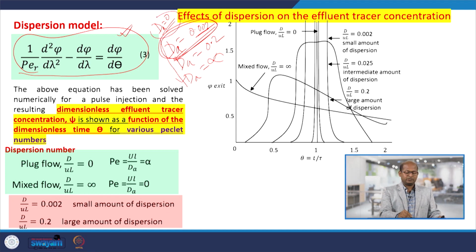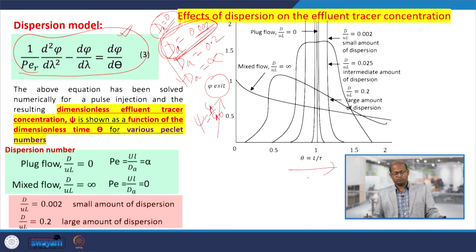So, this indicates whether there is dispersion in the reactor we have designed or fabricated. If dispersion is there, the reactor is not behaving ideally. From there we can see the nature of the dimensionless effluent concentration on the y axis, where we put psi equals Ca by Ca naught or Ct by Ct naught, against dimensionless time, if we plot it, and if D by UL equals 0.